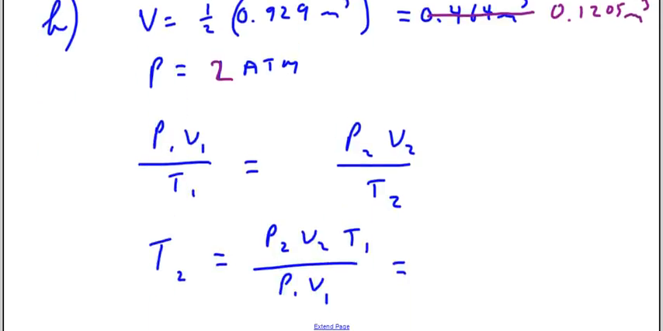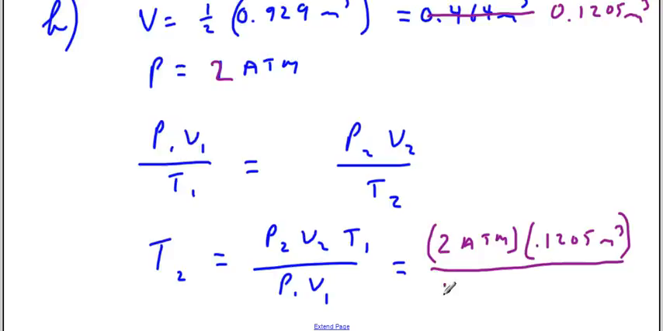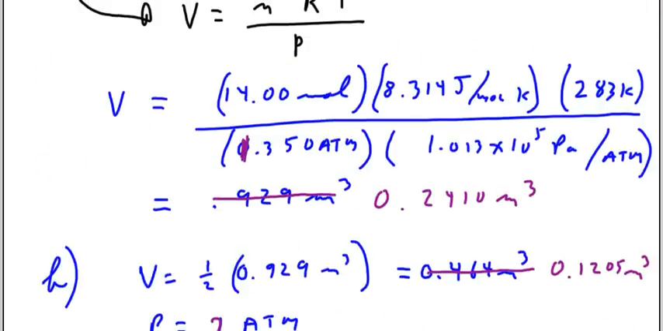Now I'm back. I got 2 atmospheres, and that's what I get for not reading the problem. So 0.1205 meters cubed divided by 1.350 atmospheres, and volume 1, which is 0.241 meters cubed. And what was temperature 1?